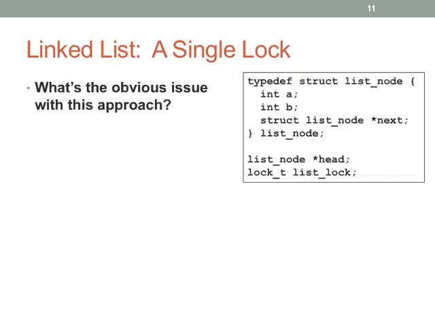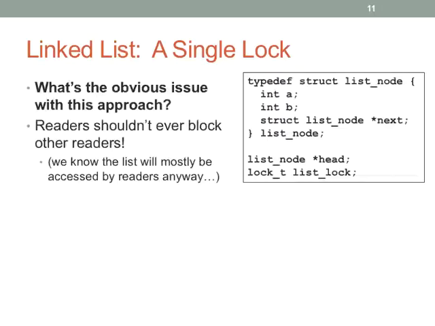Okay, so obvious issue with this approach. There's actually a couple of obvious issues with it. The first one is that readers should not block other readers because we know that readers don't destructively change the state. So why should readers actually change things? Okay, and remember the context is we expect this data structure is going to be read the vast majority of the time. We're not actually going to write to it most of the time. We manipulate it very infrequently.